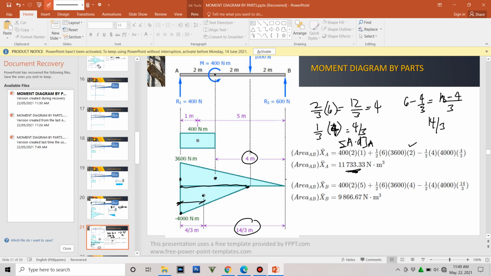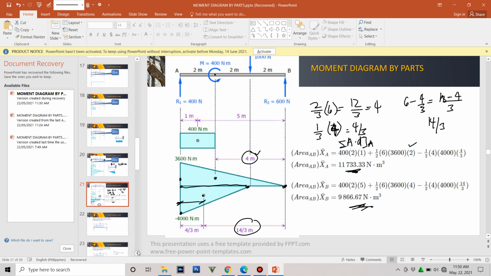And then for the moment of area about B, just the same, kunin mo lang yung mga area tsaka distance. Ngayon, this time, measured from B na. Okay? So, unahin mo natin yung rectangle, 400 by 2 pa rin yan. But the distance now is 5. And then yung 1 half, yung triangle is 1 half 600, 6 times 3,600 times this distance, 4 meters up to B. And then for the negative triangle, 1 half 4 by 4,000, 14/3. So we'll come up with the summation, 9,866.67 Newton per cubic meter. So those are the answers.